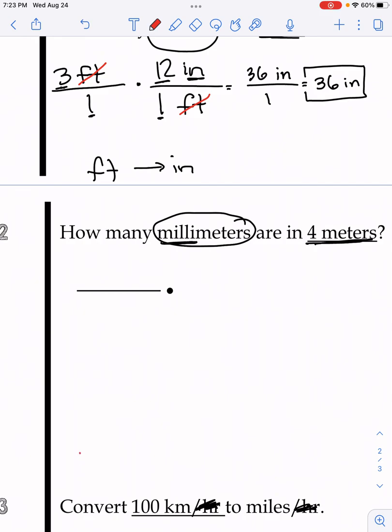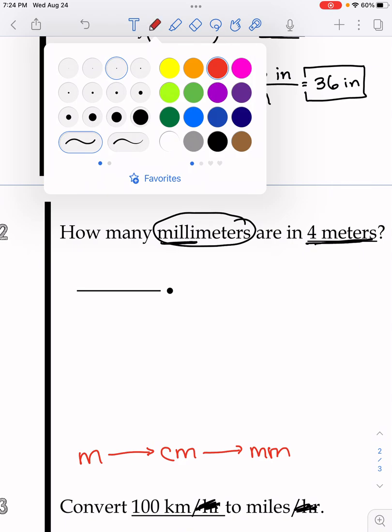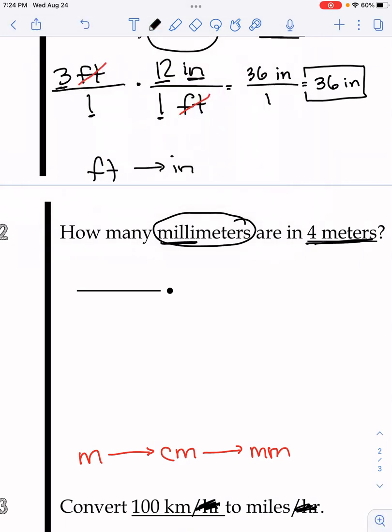Okay. Anyways, before we start this, like I said, it's kind of important that we determine the path. We're going to start with meters. And then from there, we're going to go to centimeters. And then from there, we're going to go to millimeters. So we're going to have more than just 2 separate fractions here. We're going to start with what we're given, 4 meters. So 4m. This is not a rate, so I'm going to put this over 1.